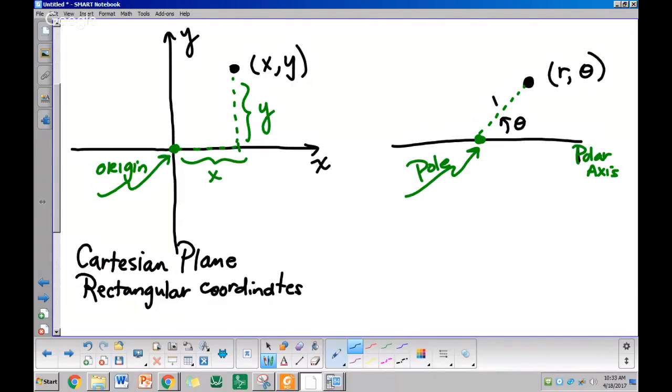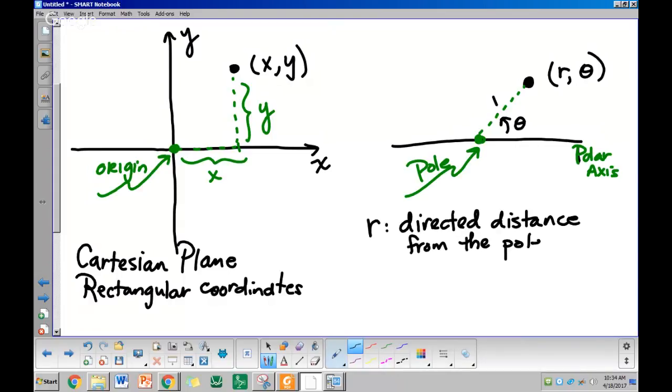So what is r? Well, r, by definition, is a directed distance from the pole. And theta is the directed angle measured from the pole.